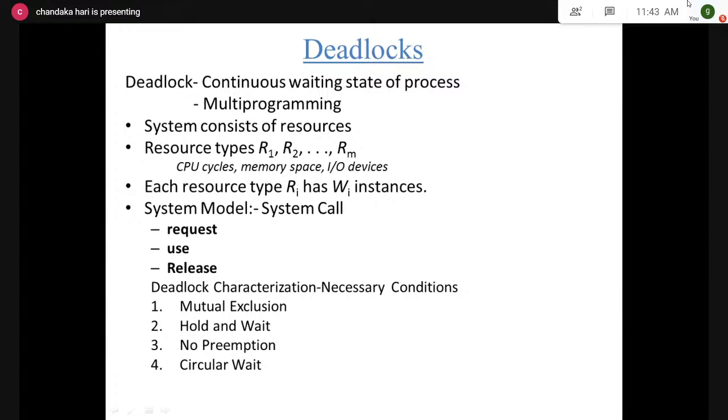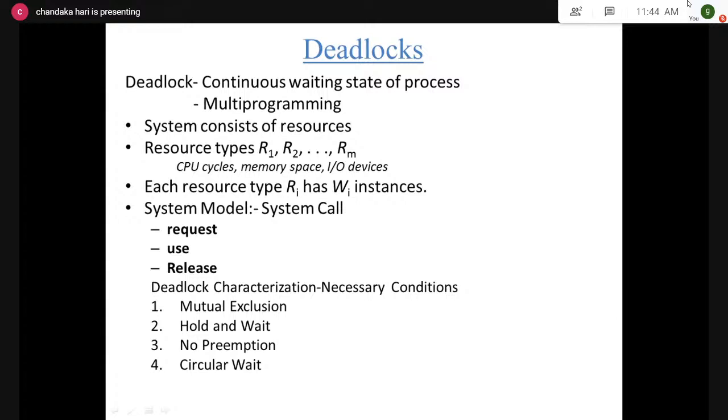And finally, the last one is circular wait. Let us take an example. There are n processes running, P0, P1, P2, so on up to Pn minus 1. P0 is holding some set of resources and waiting for the resource held by P1, and P1 is holding some set of resources and waiting for the resource held by P2.